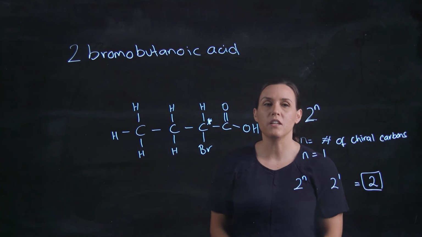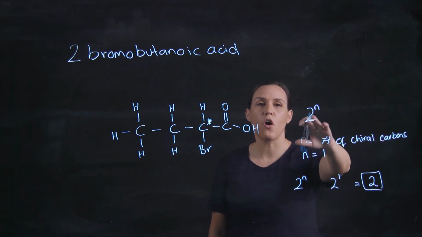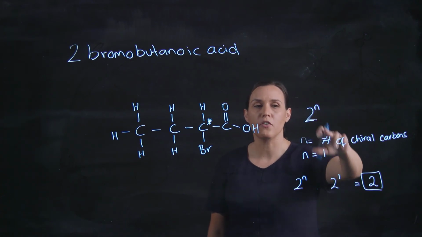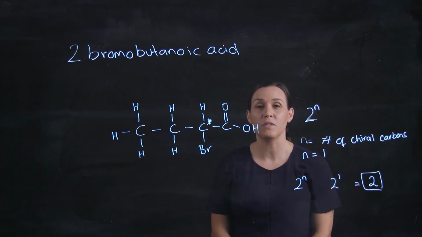For larger molecules, if you remember, identify the chiral carbons and know that 2 to the power of that number will give you the total number of stereoisomers for that particular compound.